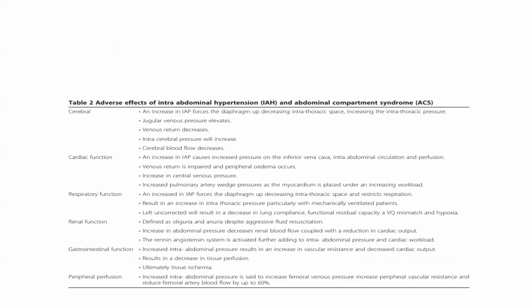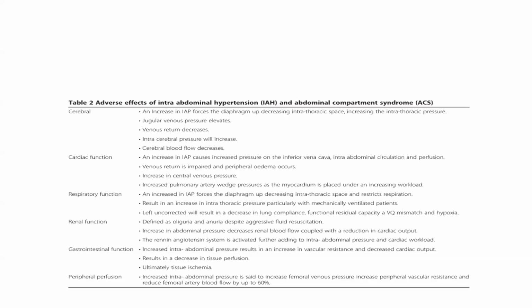So these are the adverse effects on the various organs caused by raised intra-abdominal pressure. So we'll see what the effects on the CNS are. An increased intra-abdominal pressure forces the diaphragm up, decreasing the intrathoracic space and increasing intrathoracic pressure. Because of that, jugular pressure increases, vascular venous return will decrease, and intracerebral pressure will increase. The cerebral blood flow will decrease as a result of this.